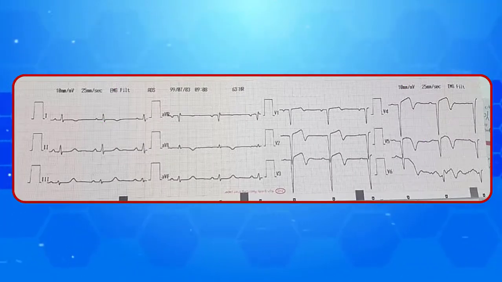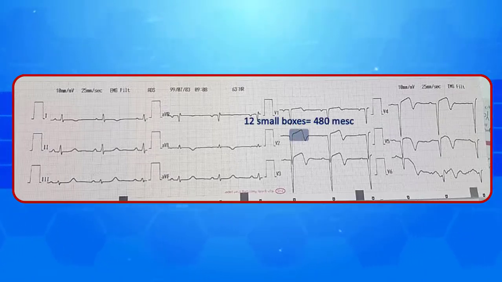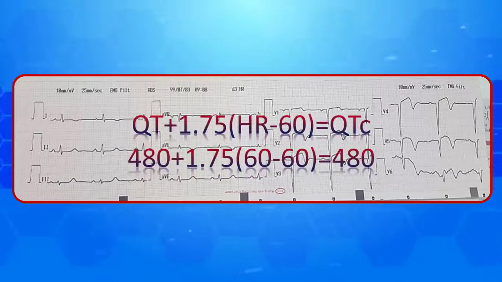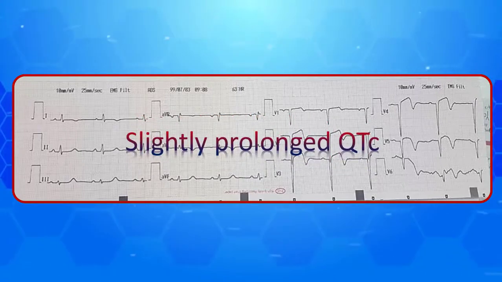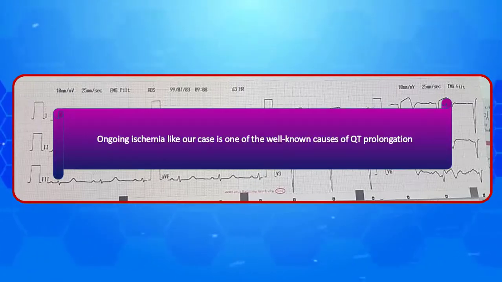The ninth part is the QT interval. Here, the QT interval is about 12 small boxes. So, the QT interval is about 480 milliseconds. Since the heart rate is 60, the corrected QT interval is 480 milliseconds, and therefore is slightly prolonged. Remember that ongoing ischemia like our case is one of the well-known causes of QT prolongation.